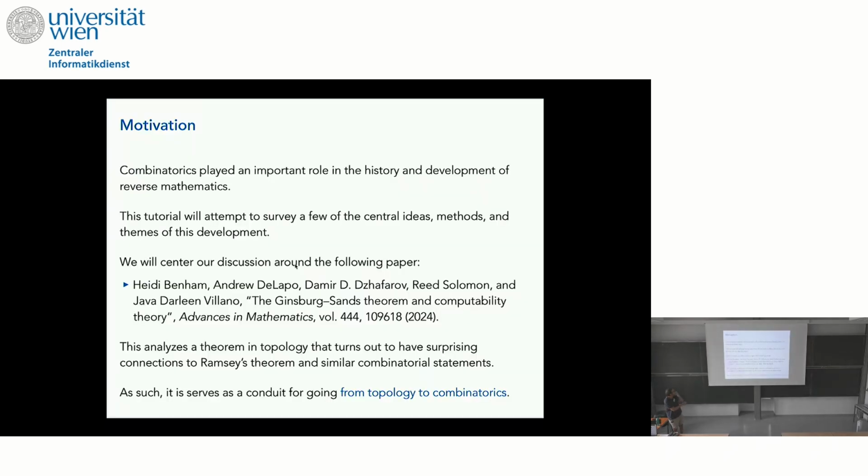Okay, so as I said, combinatorics has had a very important role in the development and the drive of reverse mathematics through most of its history. And what I want to do then is to survey some of the important techniques and ideas and themes used in computable combinatorics, or the reverse mathematics of combinatorics, but to do it through a more recent lens. In fact, that lens is computable topology, in this weak sense that I'll be talking about here.